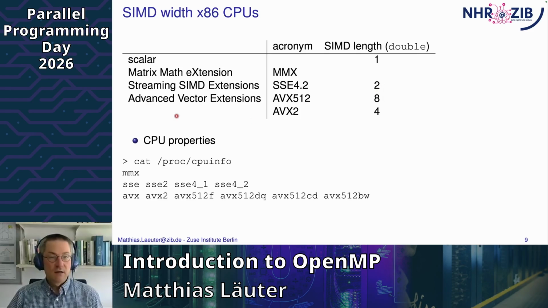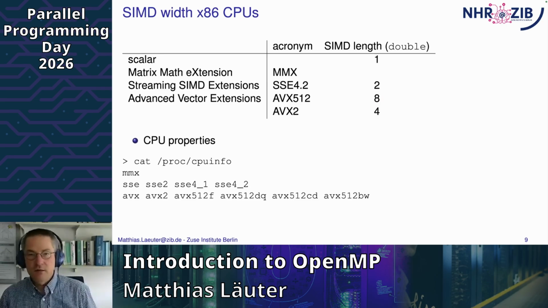Very short vector. That's why later they introduced AVX2 and AVX-512, and it is AVX-512 because the vector length is 512 bits or 64 bytes. That gives a vector length of 8 doubles, which is not too bad. But of course, compared to a GPU, this vector length is very short.